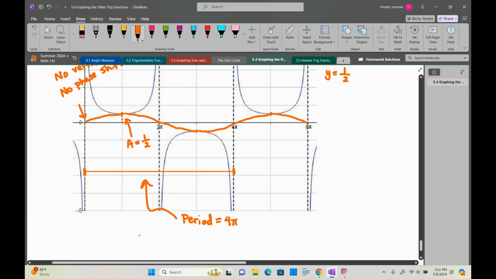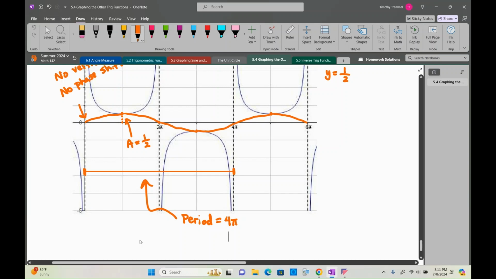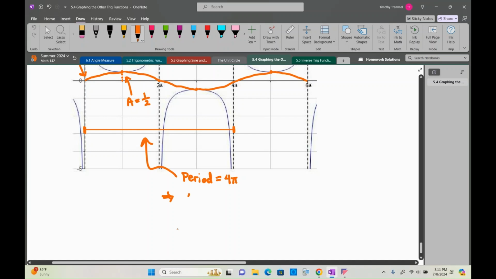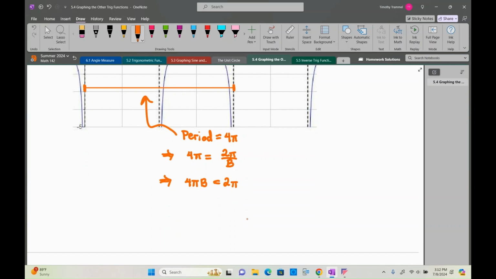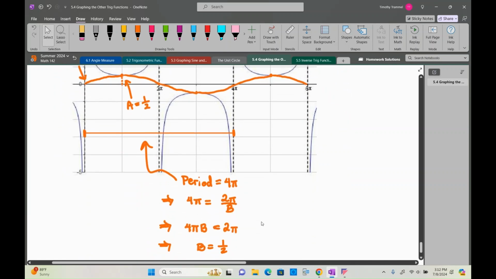The period is also given by 2 pi over b when we're talking about sine and cosine. So what I'm going to say here is, well, 4 pi is equal to 2 pi over b. And we'll just start solving for b here. We'll have to multiply both sides by b. And then we could divide both sides by 4 pi. And if we do that, that gives us b is equal to a half.